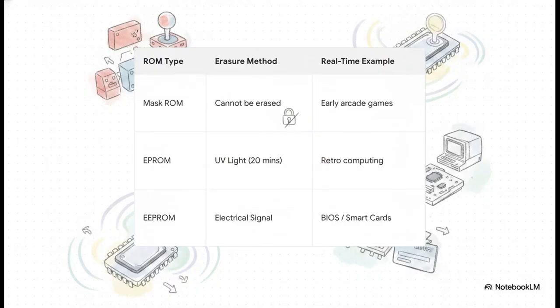So, to summarize our journey, it's wild to see how the erasure method evolved right alongside our real-world applications. We started with mask ROM, which could not be erased at all, perfect for the rigid, unchangeable code in early arcade games. Then we evolved to EPROM with its 20-minute UV light bath, used heavily by engineers for retro computing prototyping. And finally, we arrive at EEPROM and flash, utilizing simple electrical signals. This is what allows things like our modern BIOS and smart cards to update seamlessly on the fly.